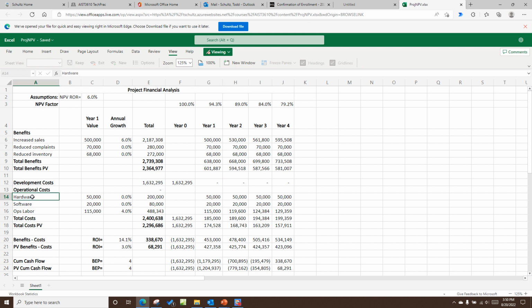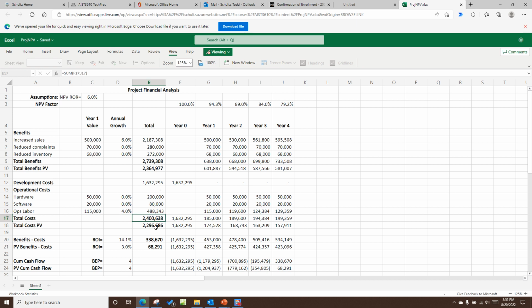operational costs. So they figure hardware is 50,000 in year one, has no growth rate. So, but it's 50,000 per year. Okay, software is 20,000 per year. Operations labor is 115,000 per year, but it grows at 4%. So people are going to get 4% raises on average, and so that's real money that in the future we're going to have to pay more for those operations folks than we do now in the first year. So that's just a rate of increase applied. But then we do the same thing.